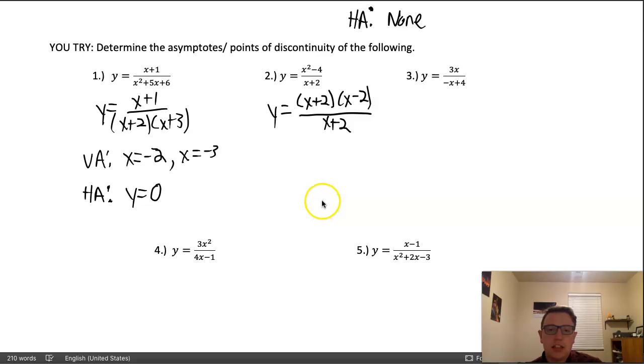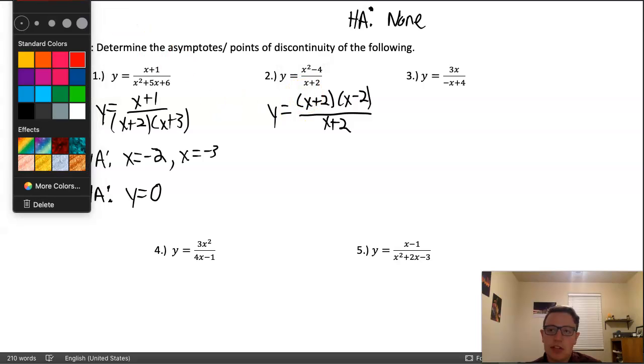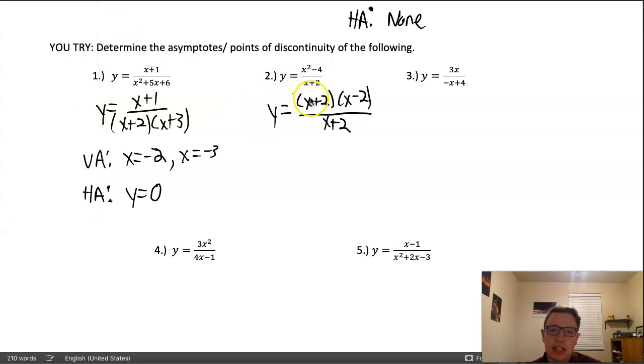Now to start off with, do we have any holes? The answer is yes. We have a term here, x plus 2, that shows up in both the numerator and denominator. So we can cancel those out, but not before saying we have a hole at that value, the value that would make this 0. So we're going to have a hole at x is equal to negative 2.